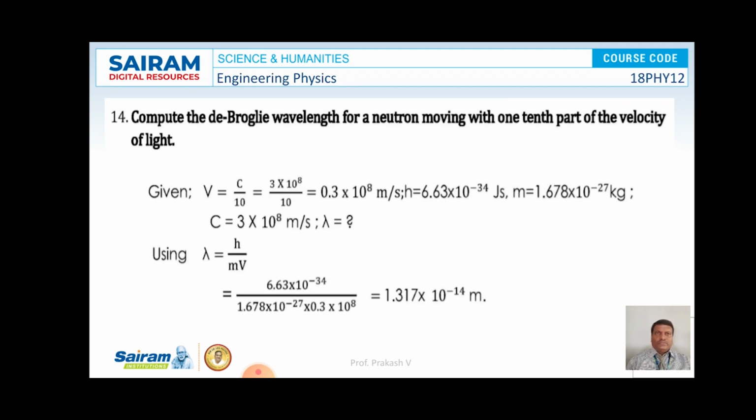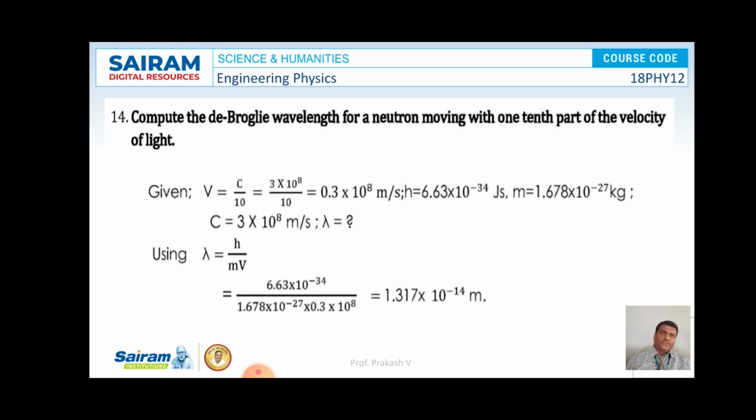The next problem is: compute the de Broglie wavelength for a neutron moving with one-tenth of the velocity of light. So here the neutron moves with a velocity v equal to c by 10, where c is the velocity of light, that is v is equal to 3 x 10^8 by 10, or it can be written as 0.3 x 10^8 meter per second.